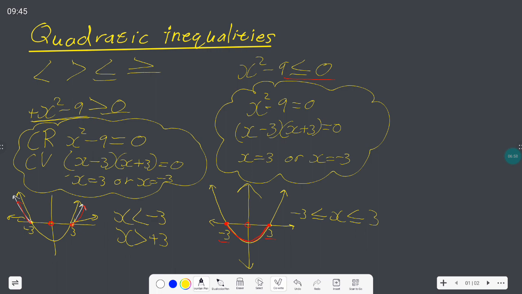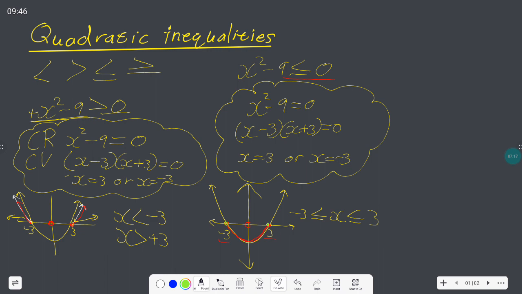Now, why is it also equals to? Because they asked where it's also equal to 0. It's equal to 0 at exactly this point and this point. So we have to include those values.